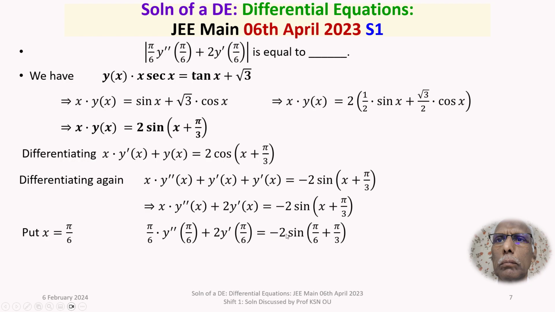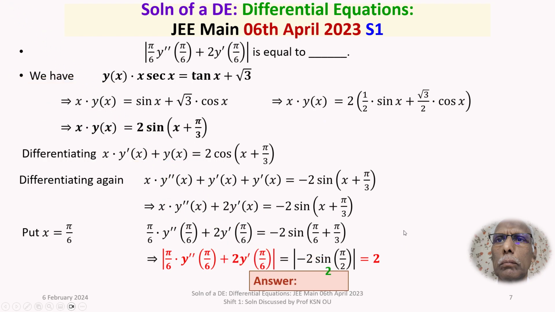So the answer is minus 2, but we want the modulus. So if you take the modulus, it will be mod of minus 2 sine pi by 2. Mod of sine pi by 2 is 1. This is the modulus of minus 2, it is plus 2. The mod is given only to get rid of that minus. So the answer to this numerical type question is 2.